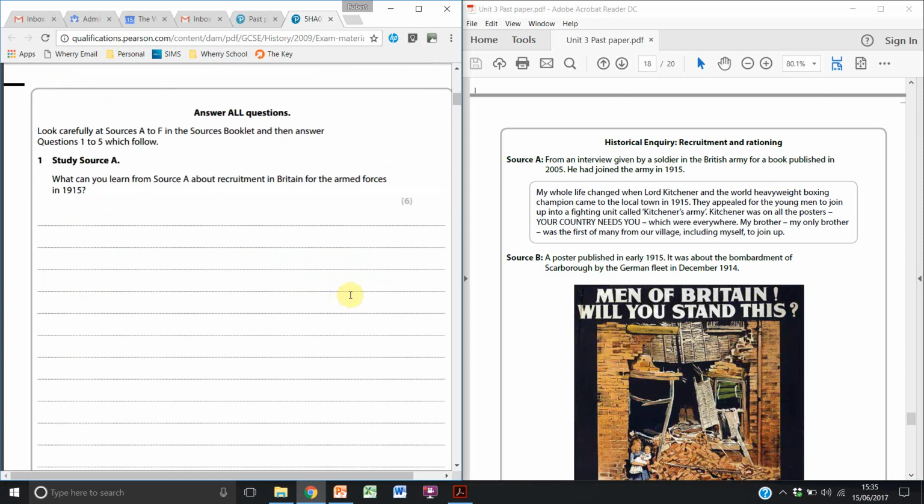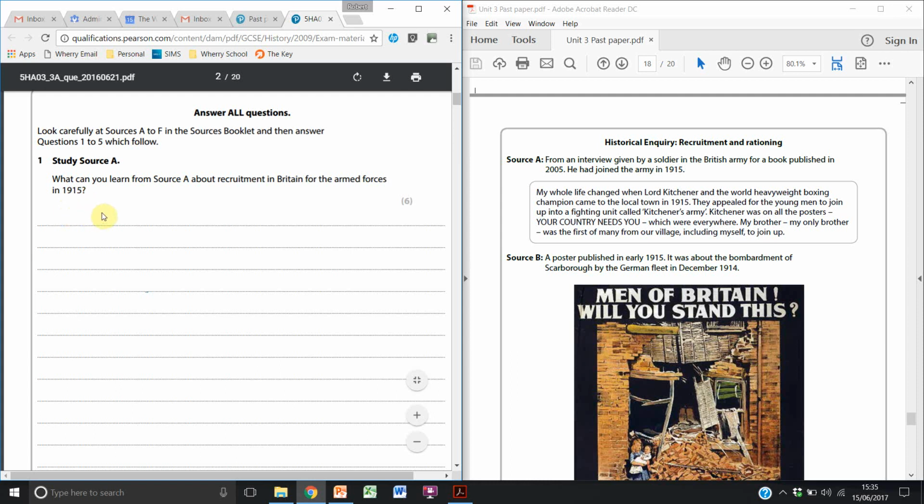Question 1 is worth 6 marks. So I would recommend that you spend about 8 to 10 minutes writing your answer. Personally, I would look to spend no more than 8 minutes writing your answer to question 1, so that you can have some more time answering the questions that are worth more marks later on in the paper. And question 1 will always use source A, and source A will always be a written source.